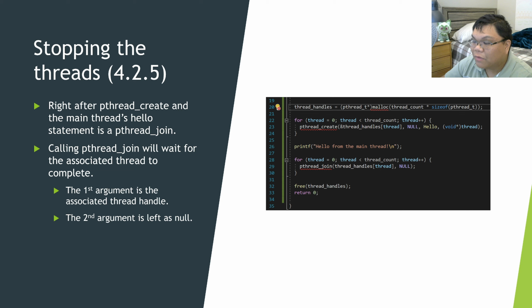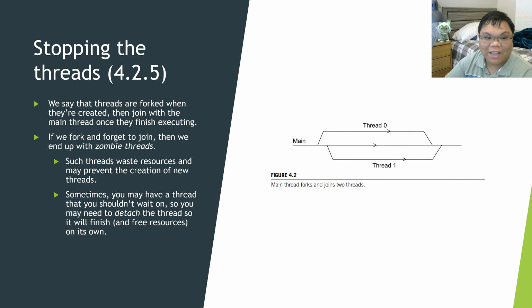Similarly, when we fork threads, we have to make sure they join back later. Otherwise, we get zombie threads. If we fork and forget to join, then we end up with zombie threads. All these things do is waste resources, and they may also end up preventing the creation of new threads.